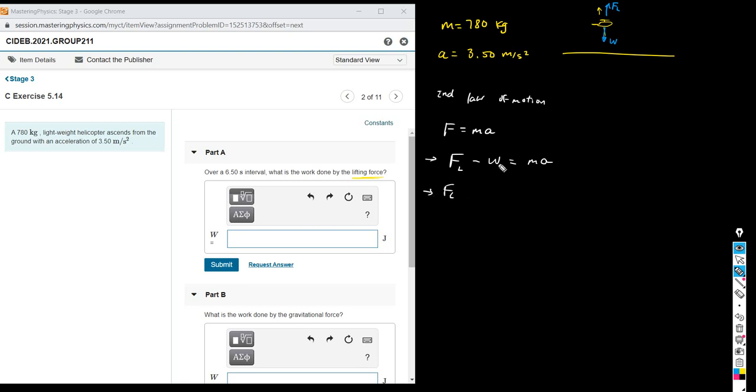Do we know the weight of the helicopter? Yes, because we can calculate it. The weight of the helicopter is going to be its mass times gravity. Therefore, the weight is going to be this much mass times gravity, and let's actually calculate that value. You're going to be using your calculator a lot, so have it there, please. This is going to be 7,644 newtons.